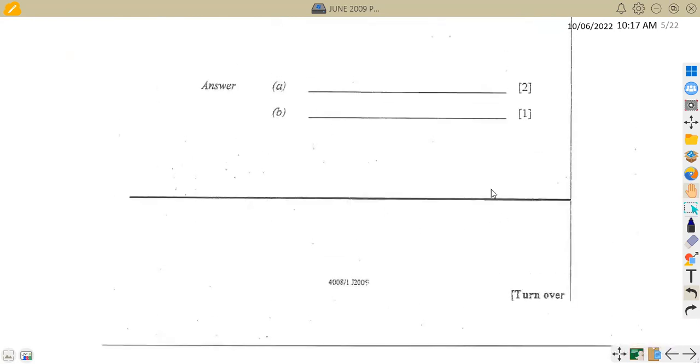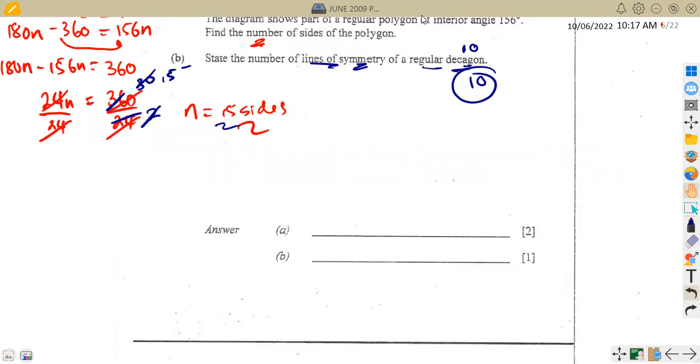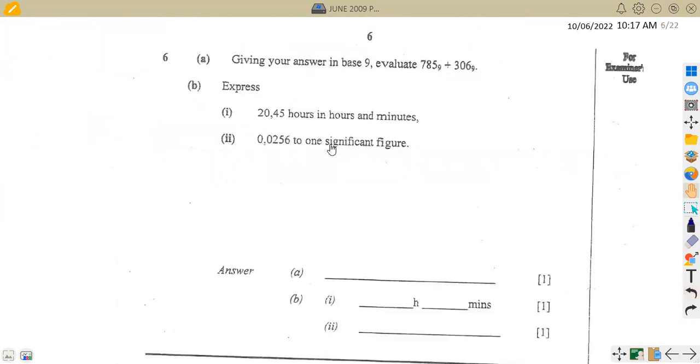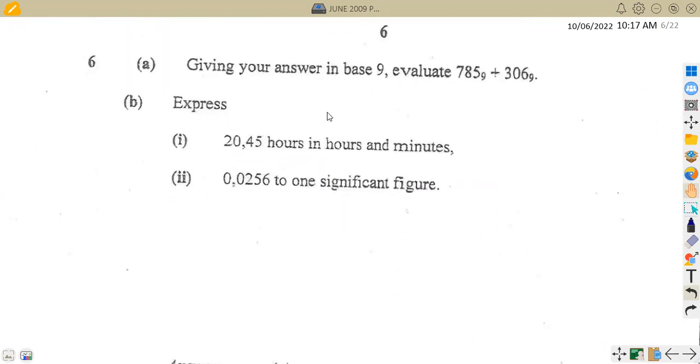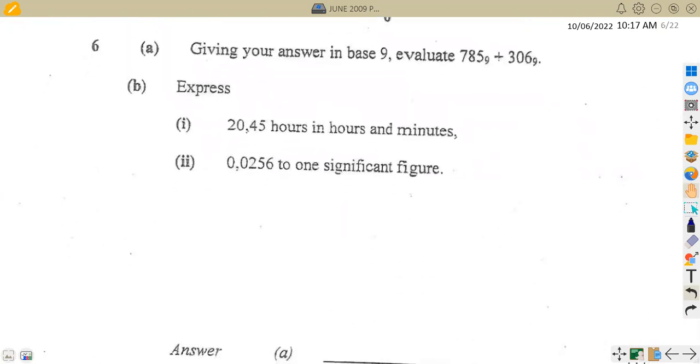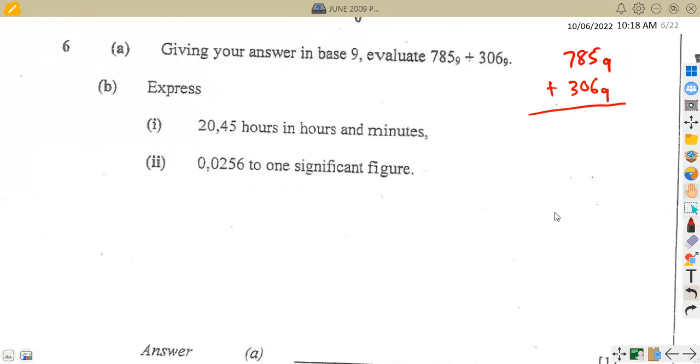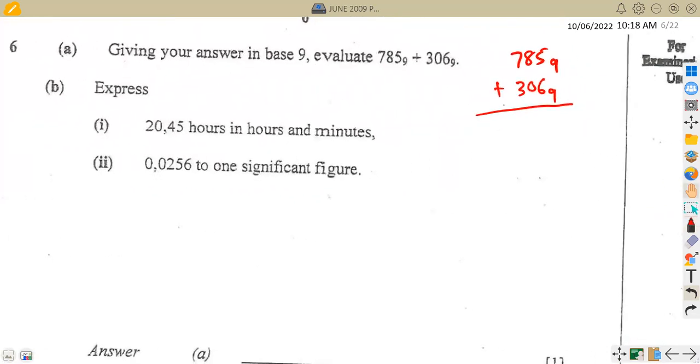Okay, so I think that is what we had here. Let's see the other part of the question. Giving your answer in base 9, simplify or evaluate. Okay, this is what you're given to evaluate in base 9. So remember, guys, addition of number bases. What is important is I've got 785 base 9 plus 306 base 9. So make sure that when you're adding, the number is not supposed to be greater than the base. Whenever it exceeds the base, we divide by the base and write the remainder in our answer.